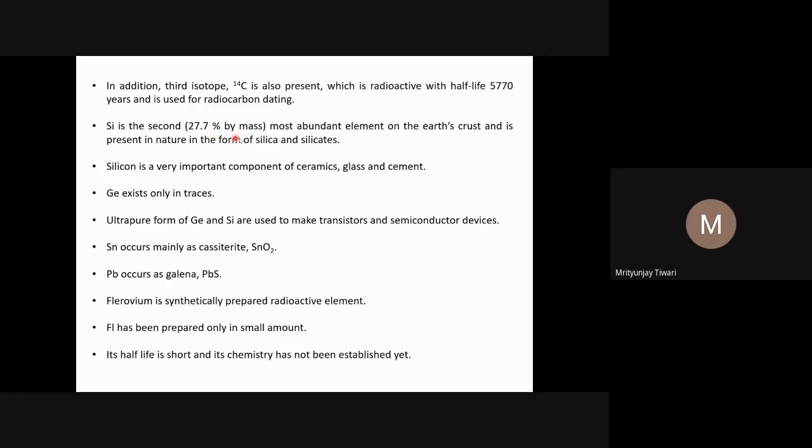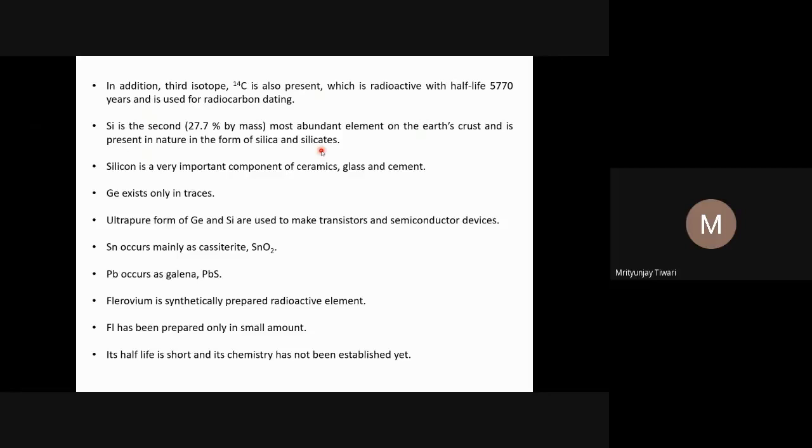Silicon is the second most abundant element in the Earth's crust, with a percentage abundance of around 27.7% by mass. However, the Earth also contains elements in the atmosphere, not only in the crust. So on the entire planet, the percentage abundance of silicon would be around 25%. That's why it's the second most abundant element after oxygen in the Earth's crust, and it is present in nature in the form of silica and silicates. Silica is the sand that you know, and about the silicates we will study later.